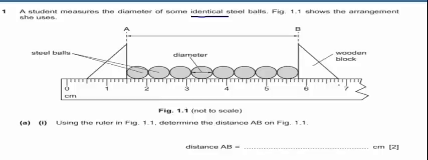Now as you can see here, we are using the ruler to measure the length of these balls starting from point A up to point B. Whenever you are measuring something using a meter rule or a measuring tape, you need to start from 0. Now as you can see here, we are not starting from 0. We are starting at this point here, which is approximately 1.5, ending at B, where we have approximately 5.8.